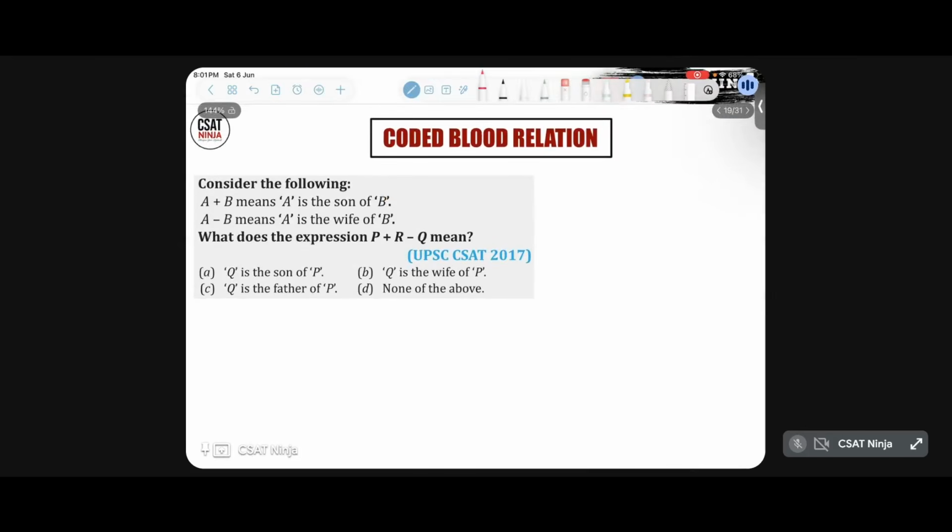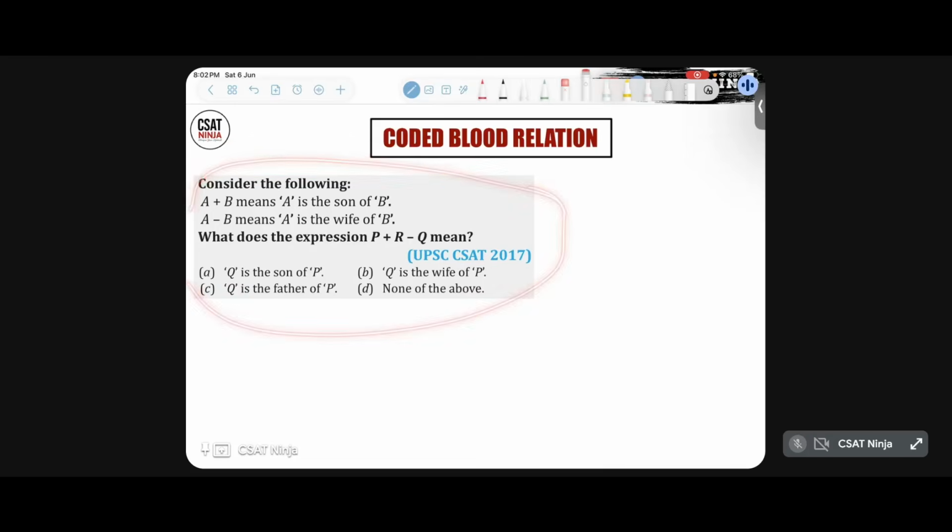Next one is coded blood relation. This topic, coded blood relation, is trending in all the exams, so try to master this one. If you are clear with the first concept, this concept is no different. It's easy. Even in central exams like UPSC or other exams like SSC and railway exams, this question is asked.